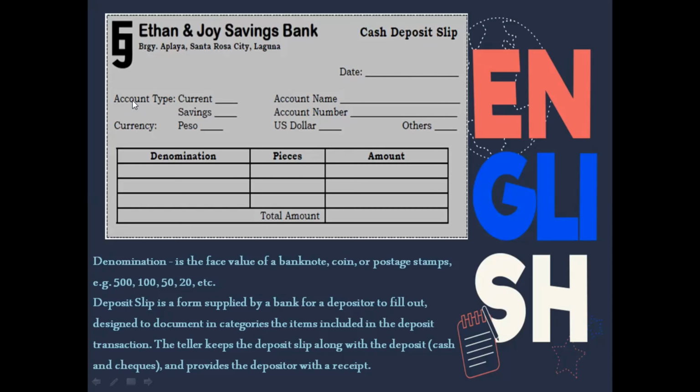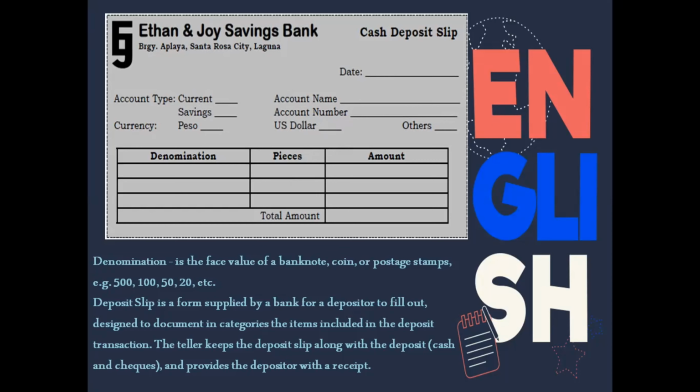We also have here the type of account. Is it current or is it savings? When we say current, for example, you have employees and you're going to deposit their salary to their bank account. Savings is your personal money. Okay, your account name. My account name, for example, is Lovel Margaret Lorenzo Capungcol. My account number is SA0123456789. And I'm going to deposit US dollar. Wow, teacher is so rich. US dollar or others.